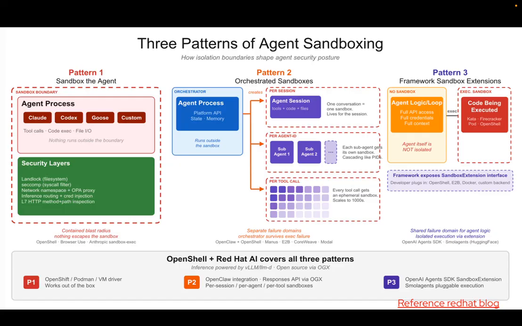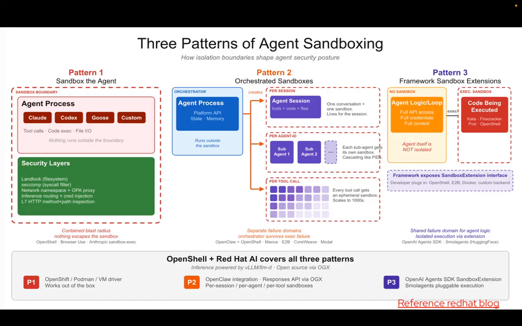And let's look at pattern 2. Pattern 2 is different. The agent process is separate from the execution layer, let's say. The tool calling, the code execution, the generated code execution, etc. in this scenario.